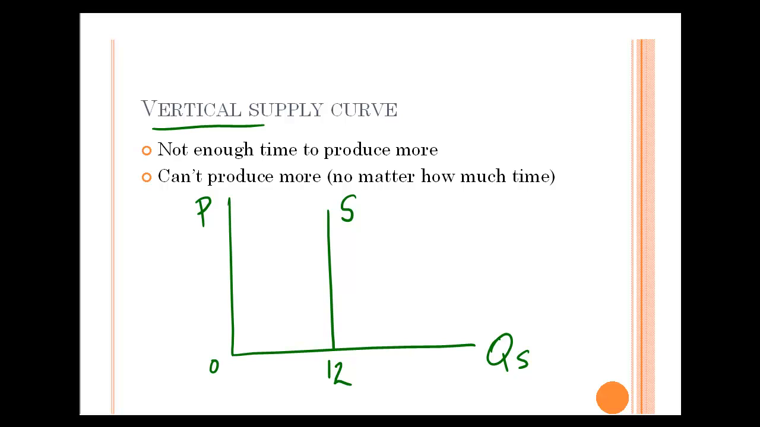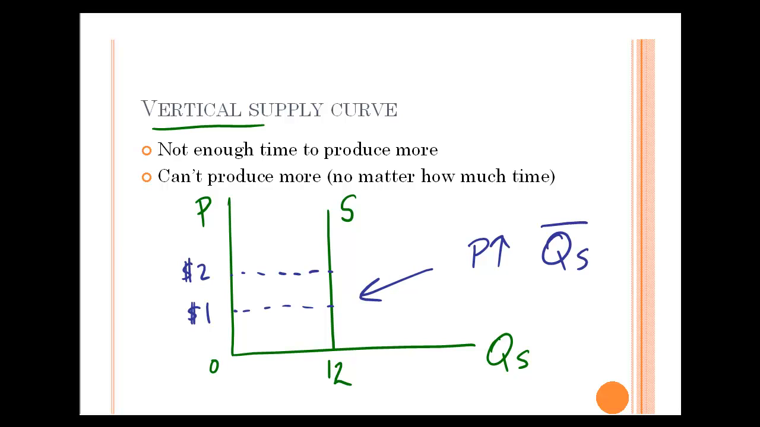This supply curve says the following. As price goes up, let's say, from $1 to $2, quantity supplied stays the same. In other words, at $1 the quantity supplied is 12, and at $2 the quantity supplied is 12. So what we have in this picture is P going up or P going down and quantity supplied staying constant. We put a bar over quantity supplied to represent it not changing, or it being constant.